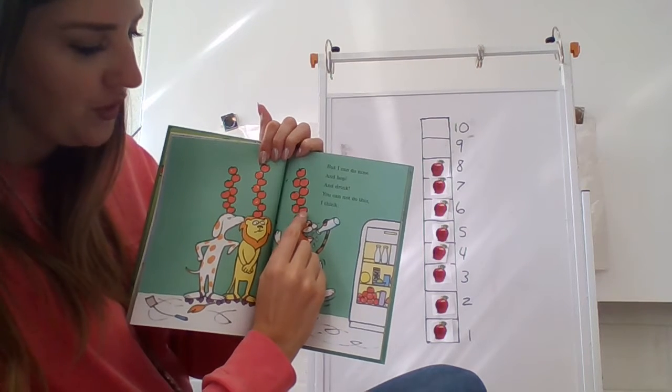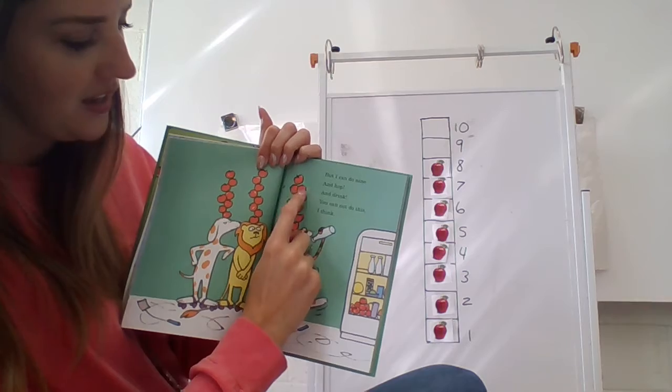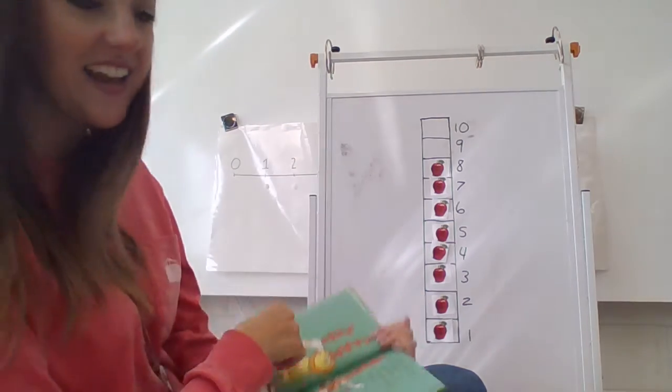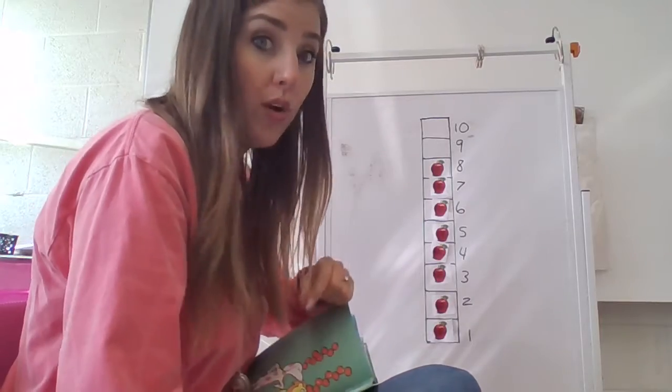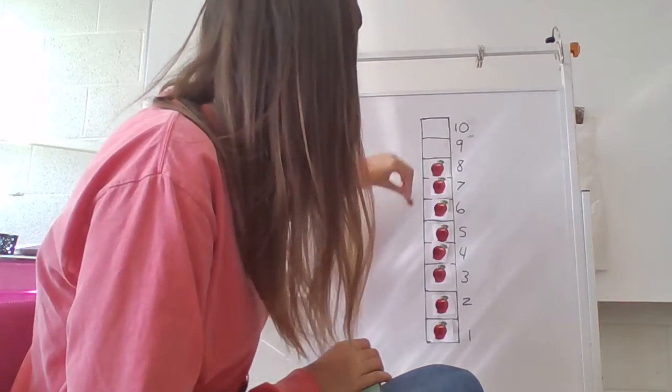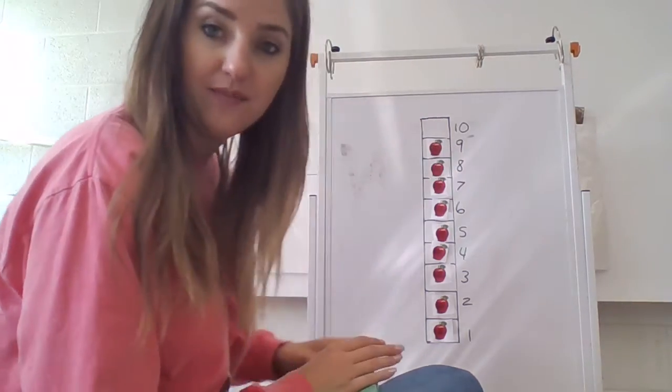1, 2, 3, 4, 5, 6, 7, 8, 9. Okay, we had 8, and he added one more on top of his head. So 8 plus 1 equals 9.